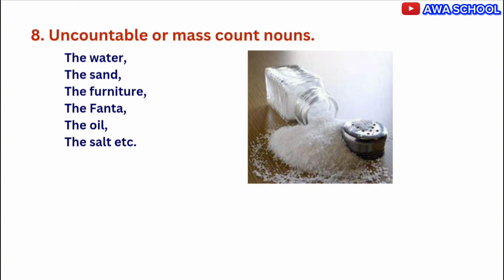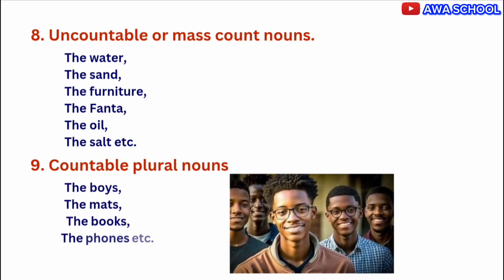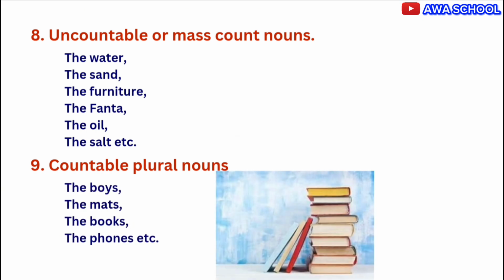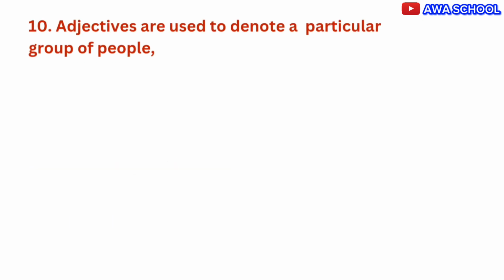What else can we use the definite article for? We can use it for countable plural nouns, that is, nouns that are more than one and can be counted. Example, the boys, the mats, the books, the phones, etc. If you look at them, they are more than one and can be counted.